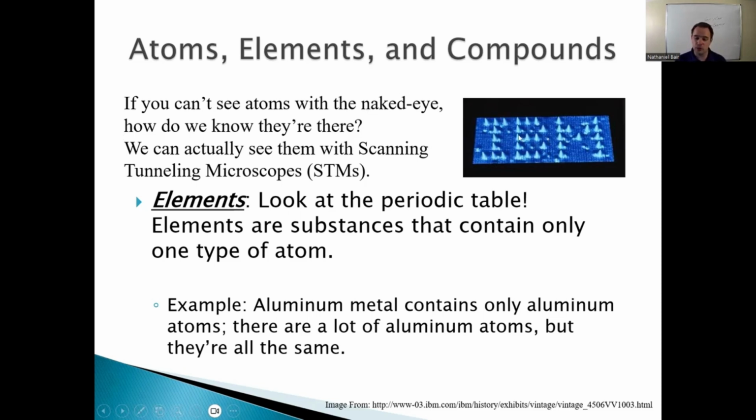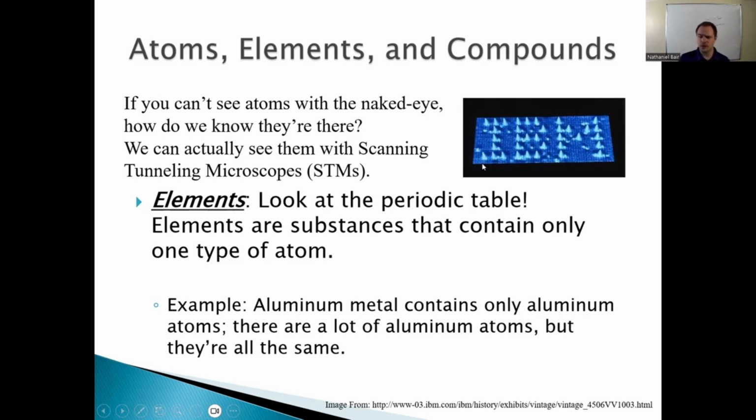This is actually a picture of xenon atoms. This was done, I believe, in the 90s. You can see who funded this. Obviously, IBM funded this research. This group was able to plate individual xenon atoms on this surface, and then they took a picture of it with a scanning tunneling microscope. Each one of those cones is a different xenon atom.